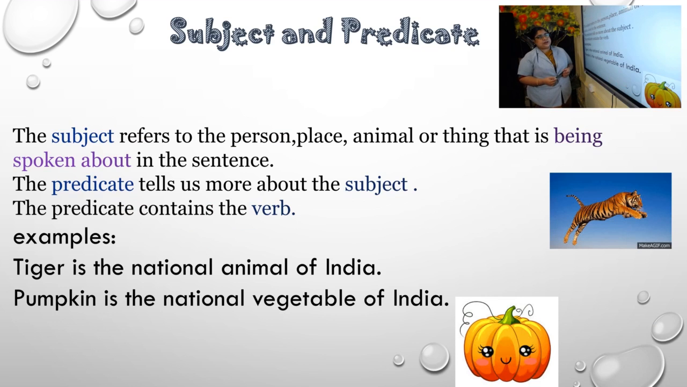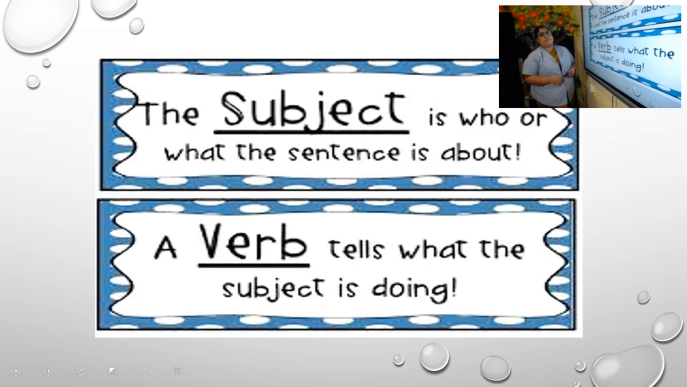The subject refers to the person, place, animal or thing that is being spoken about in a sentence. The predicate tells us more about the subject. The predicate contains the verb. Examples: Tiger is the national animal of India, pumpkin is the national vegetable of India. These are things you already know. Now we are moving towards our topic, subject and verb.